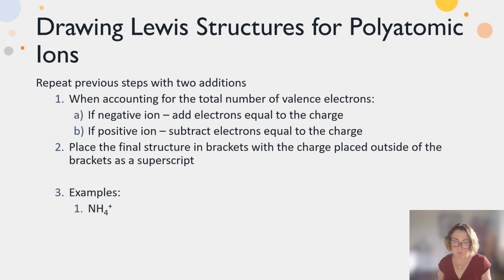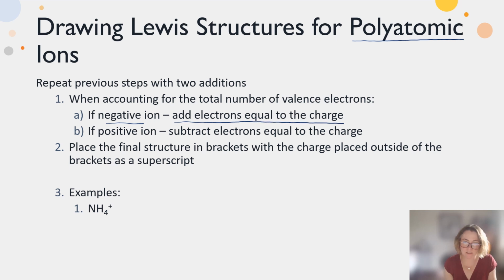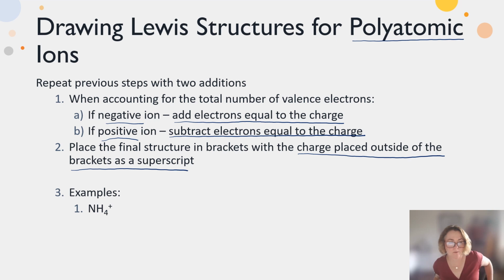So now we're going to talk about what to do if you are given a polyatomic ion. You want to follow all the steps that you were given previously, but there are 2 additional things that you are going to do. So when you are accounting for the total number of valence electrons, if it is a negative ion, you are going to add electrons equal to the charge. If it is a positive ion, you are going to subtract electrons equal to the charge. And then the last thing that you're going to do is to place the final structure in brackets with the charge outside as a superscript.